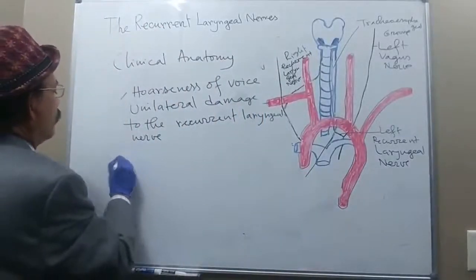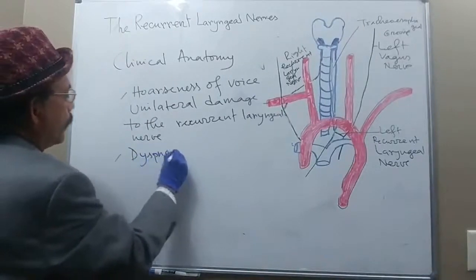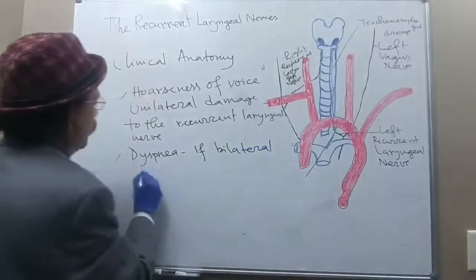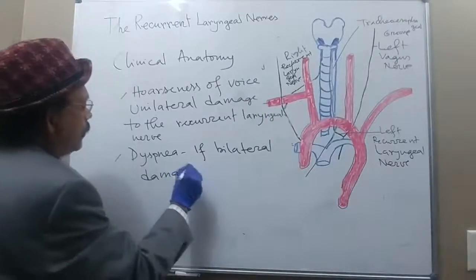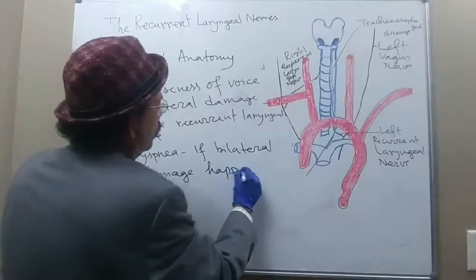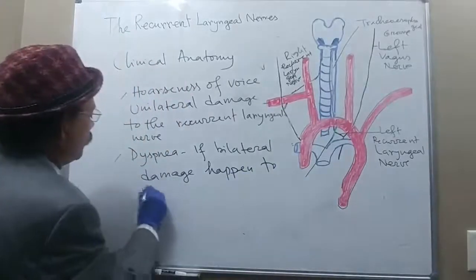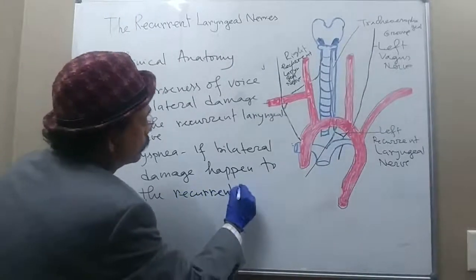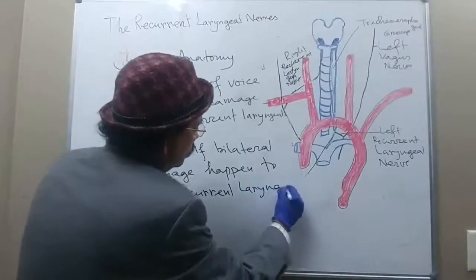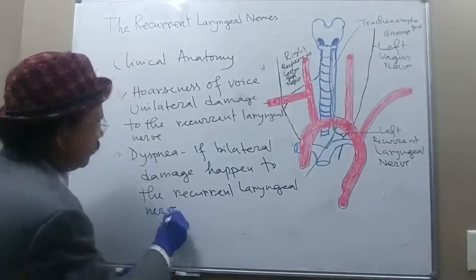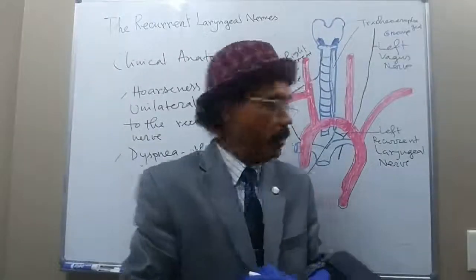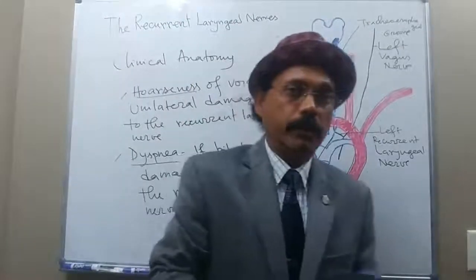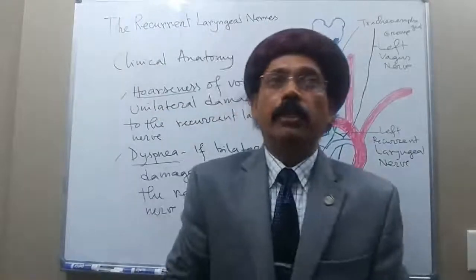Or we might have dyspnea if bilateral damage happens to the recurrent laryngeal nerves. That is possible. The two vocal cords may block the airway passage, so there will be difficulty in breathing, there will be dyspnea. So that's all about the anatomy of the recurrent laryngeal nerve.